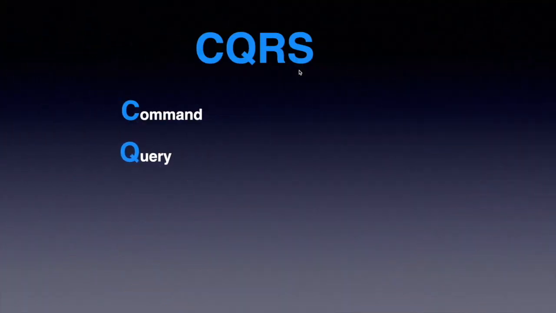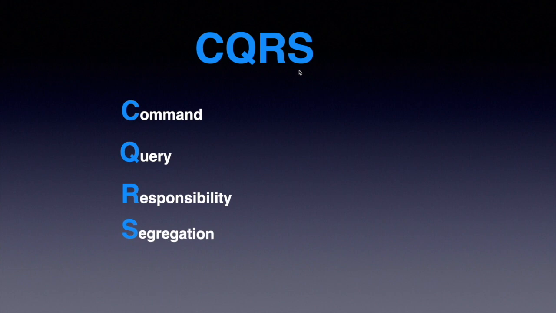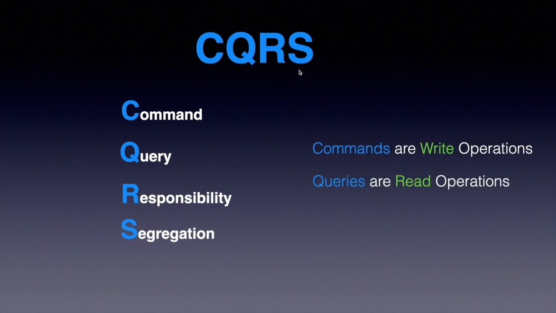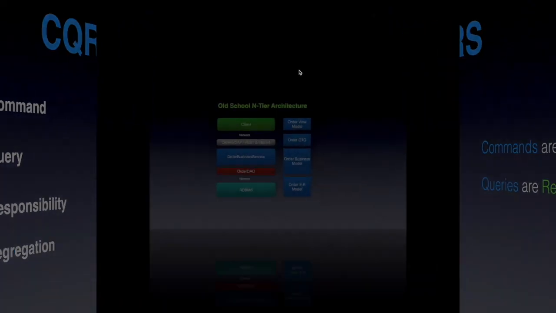CQRS means Command Query Responsibility Segregation. In the CQRS pattern, commands are write operations and queries are read operations. So we can separate the components that do the write operations from the components that do the read operations. In this way, we can increase the performance of the application.